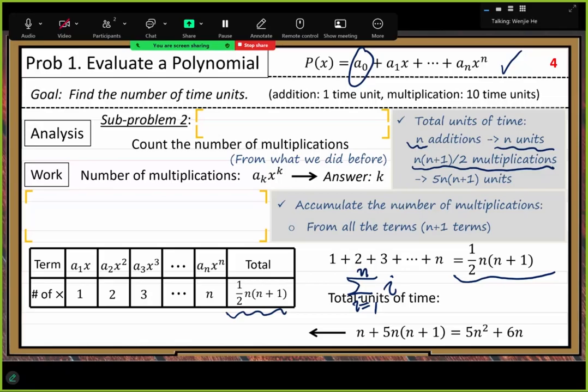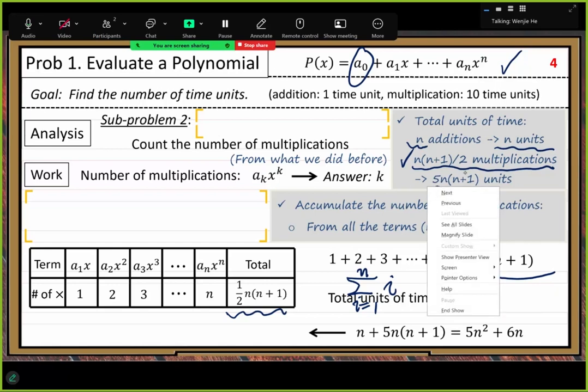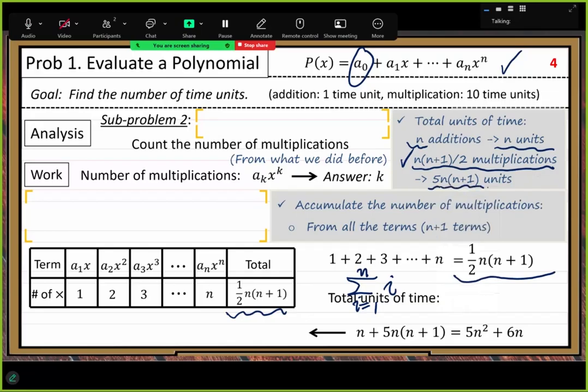Our second subproblem, this is the number of multiplications. But we need to convert it to the time units so that we can calculate the total number of time units. So we multiply by 10. After we multiply by 10, we get this number. This many units. Then we add up because we need to calculate the total number of units. So this is the total number of units. All right.